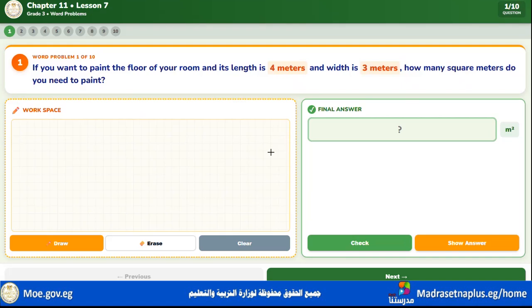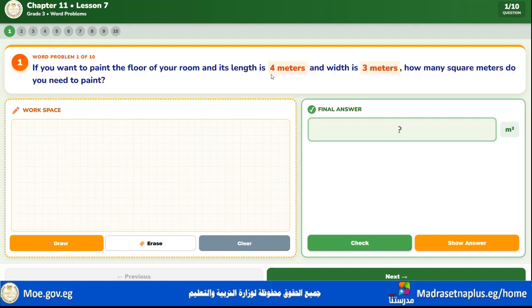If you wanted to paint the floor of your room and its length is 4 meters and its width is what? 3 meters. So painting here means what? Yes, it means area. But the border or the fence means perimeter. So I asked you what to get, the area or the perimeter of the floor? It's area. Now, this is what? A rectangle, 4 meters and 3 meters, length and width.